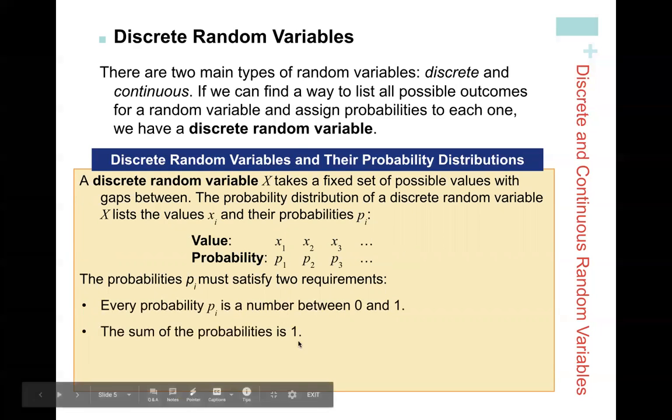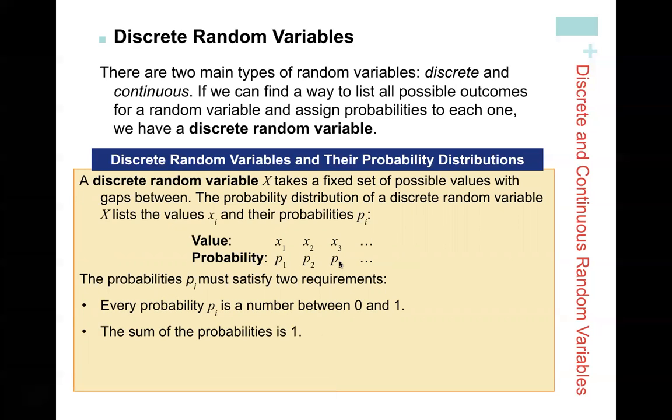These are rules that we already know. Each one of these, p1, p2, p3, has to be a valid probability, so between 0 and positive 1. You can't have any negative numbers or numbers greater than 1. Then the sum of all of these has to equal 1, because remember we talked about the sample space.